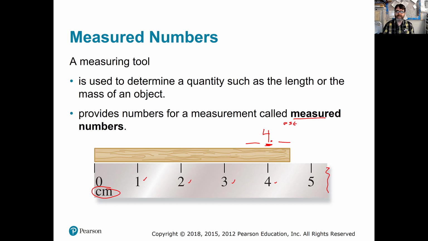You can look here and see that this obviously is not a stick that is 4 centimeters long or 5 centimeters long. It's somewhere in between. And for that in between, we can estimate how far in between. I think it looks like it's exactly halfway in between, so I'm going to put a 5 here. You might look at that and say, no, I think it's a 4. That's okay, it's an estimate. We're going to disagree, and that's okay.